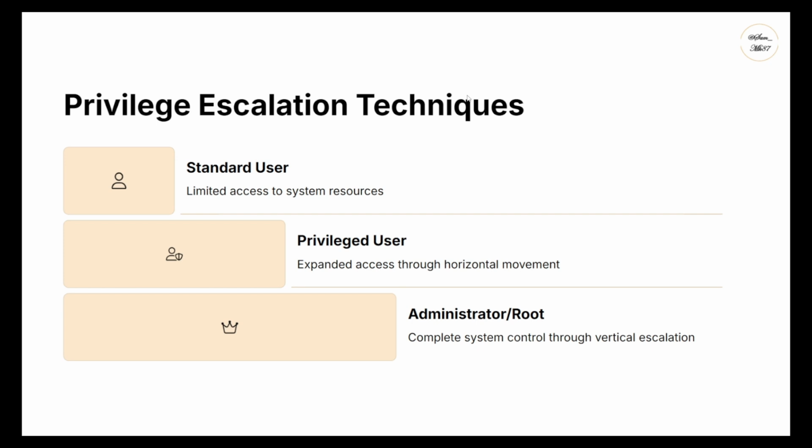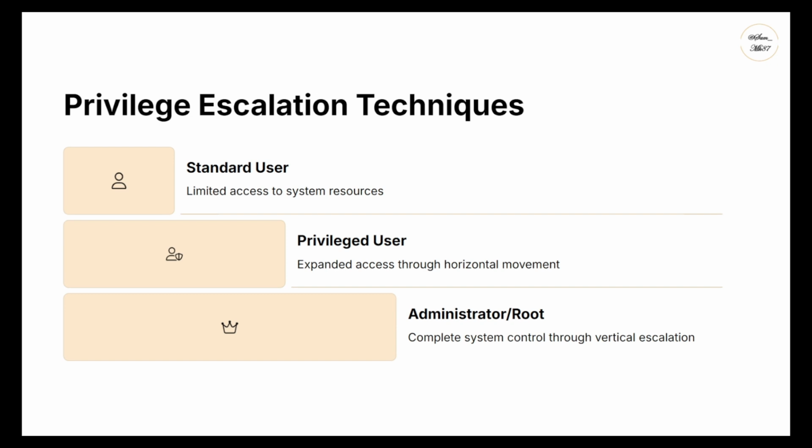Another interesting topic is privilege escalation, a technique attackers use to gain a higher level of access within a system than they originally had. It's a critical step in many attacks because it allows intruders to move from low-level access to full control. It usually starts with a standard user account, one that has limited access to system resources and restricted permissions. This might be a regular employee account or a service account with minimal rights.